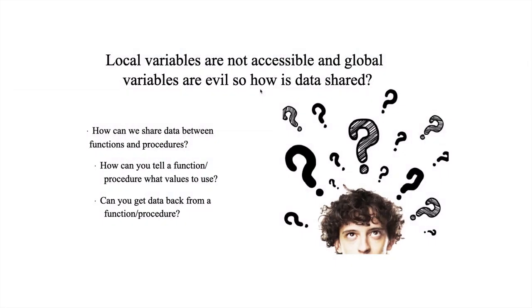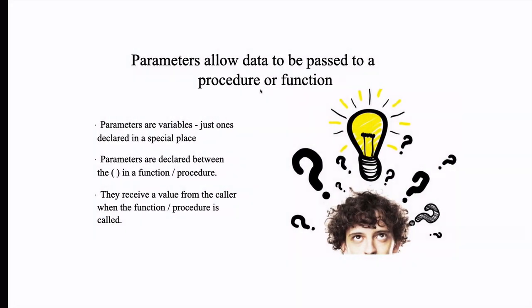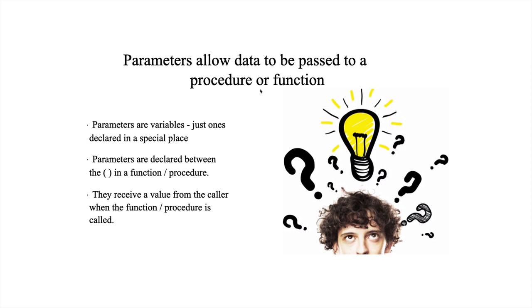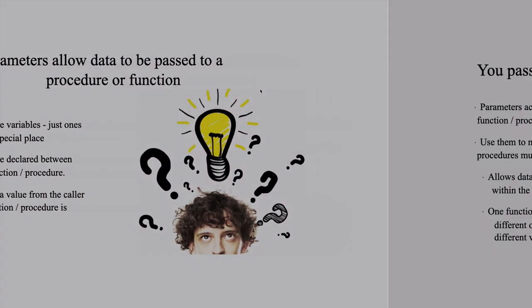We need to talk about function parameters. Local variables are not accessible outside, and global variables are evil. So how is the data shared, you might be wondering? How can we share data between functions and procedures? How can you tell a function what values to use? Can you get data back from a procedure or function? The answer to that is parameters. Parameters allow data to be passed to a function. Parameters are variables, just declared in a special place, and that special place is within the parentheses of a function. They receive a value from a caller when the function or procedure is called.